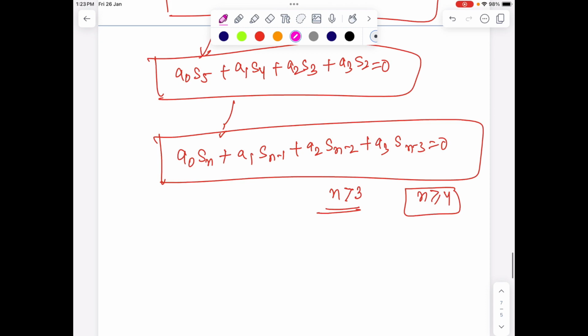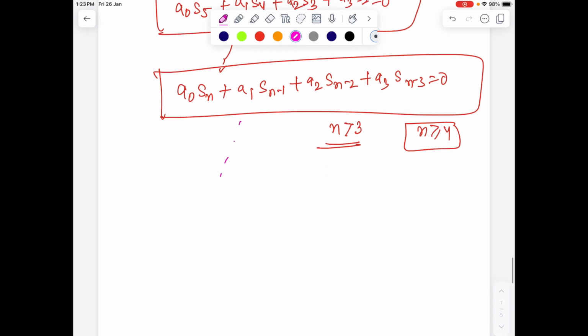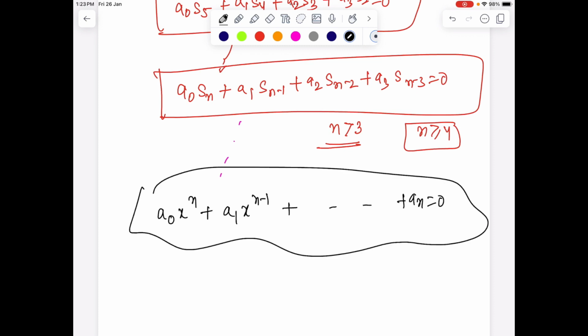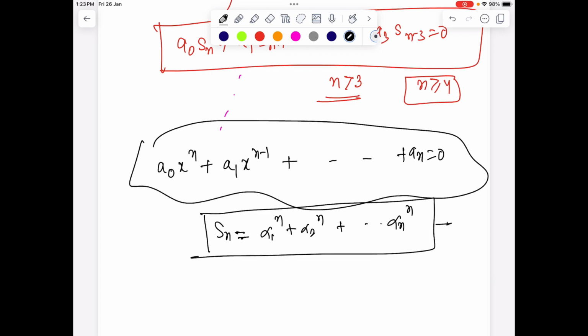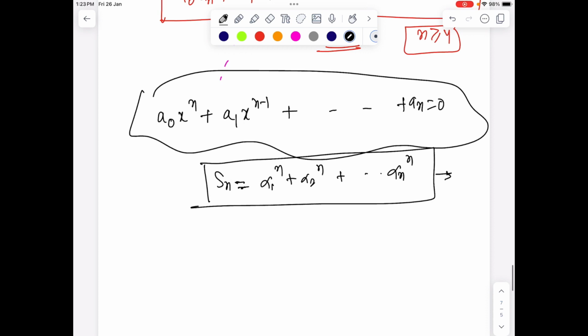But that will not be a very elegant proof for an n degree expression. So what Newton's sum is telling is that this is true even for an n degree expression. What I mean is, let's say we have a general polynomial a naught x to the power n, a1 x to the power n minus 1 and so on till an equals 0. We define Sn as alpha 1 to the power n plus alpha 2 to the power n till alpha n to the power n. By the fundamental theorem of algebra, any n degree equation will have exactly n roots, maybe real or imaginary or a combination.